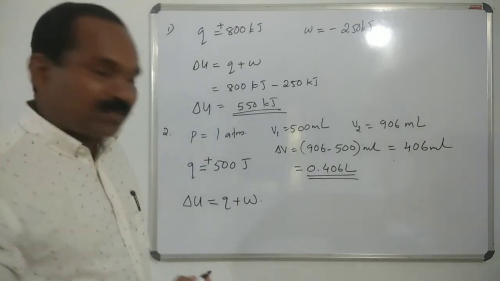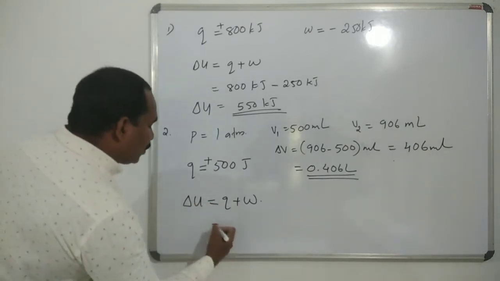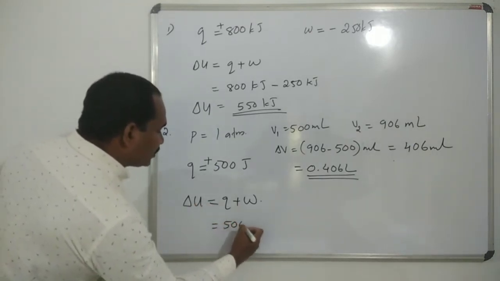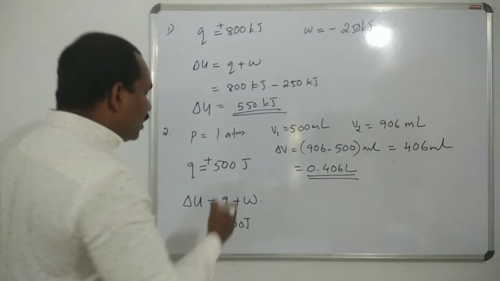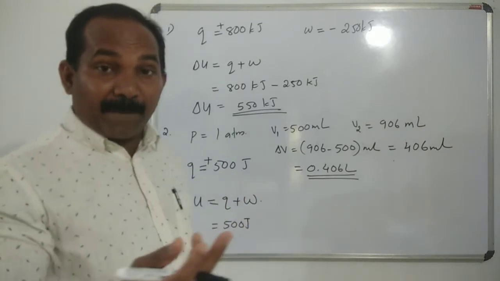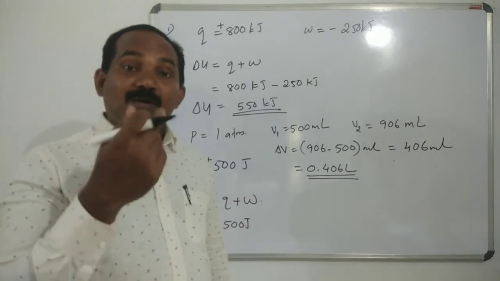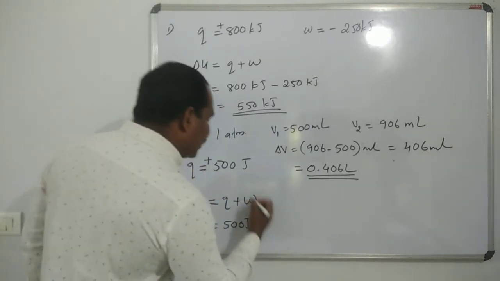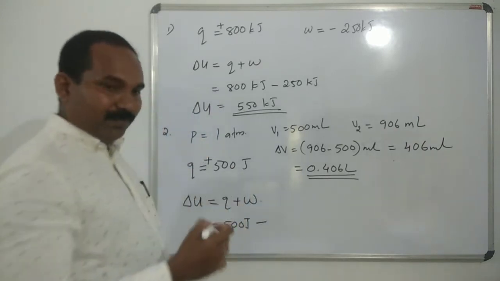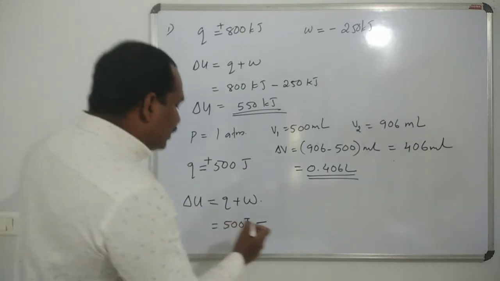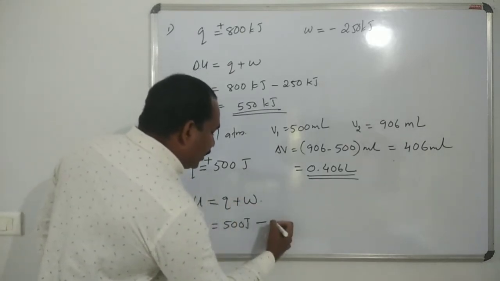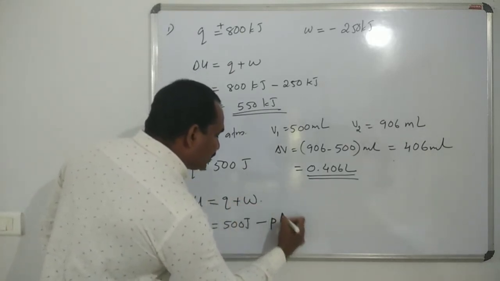Okay, ΔU = Q + W. Q is 500 joule. And expansion work means work done by the system. That's why the W is negative. Okay, the W is negative. Then W is PΔV.